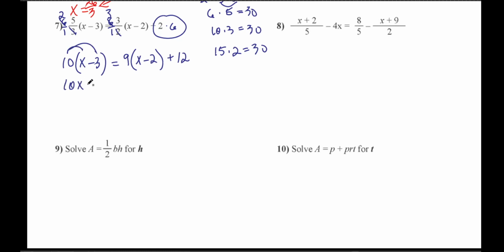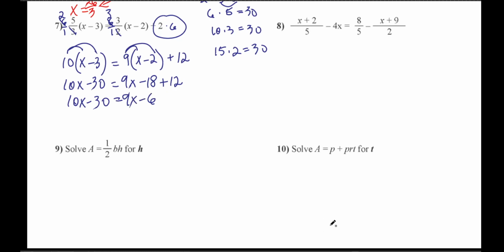So that gives you a 10x minus 30. Now you're going to take this 9, distribute it through this parentheses. So that gives you 9x minus 18. And then this 9 is not being distributed through this 12 because we've already distributed that 6 through it. So I just put plus 12. All right. One more simplification before we start moving stuff over. This is going to give you a negative 6.